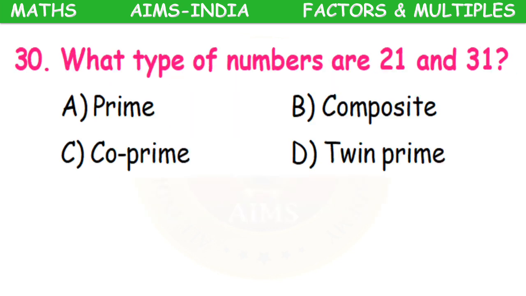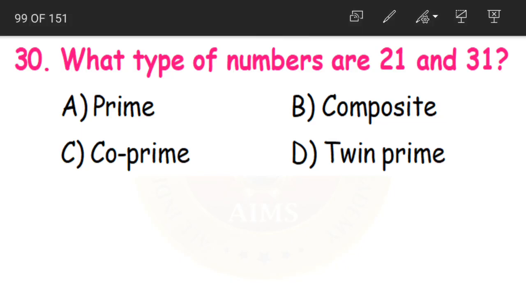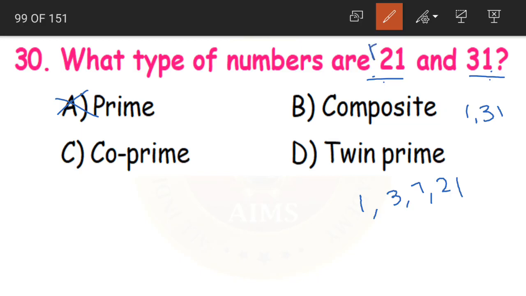Next question. What type of numbers are 21 and 31? If you look at 21, the factors of 21 are 1, 3, 7 and 21. So 21 is not a prime number. So option A is wrong. And then if you look at the factors of 31, it has only two factors, 1 and 31. So again, these both are not composite. 21 is composite and 31 is prime. So we cannot say that both are prime or both are composite.